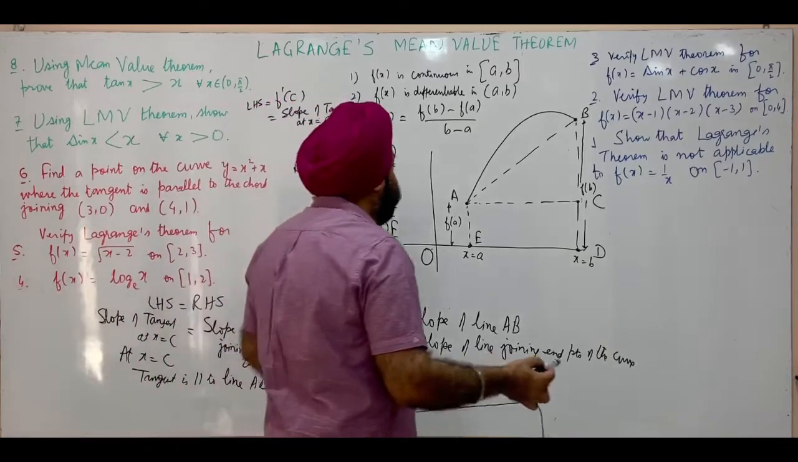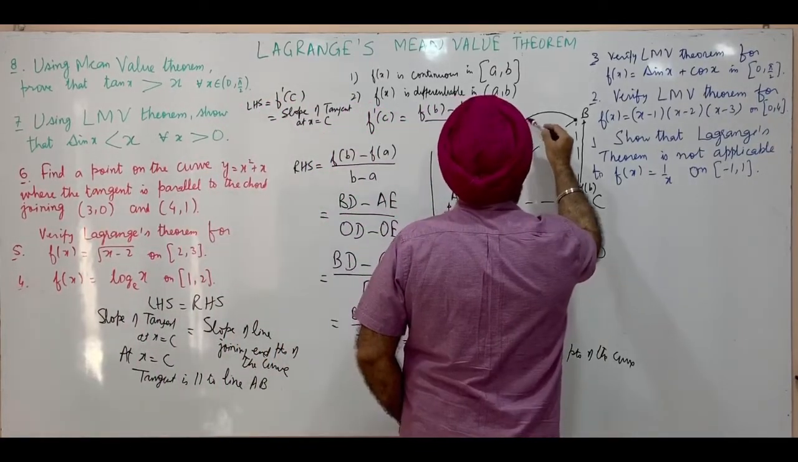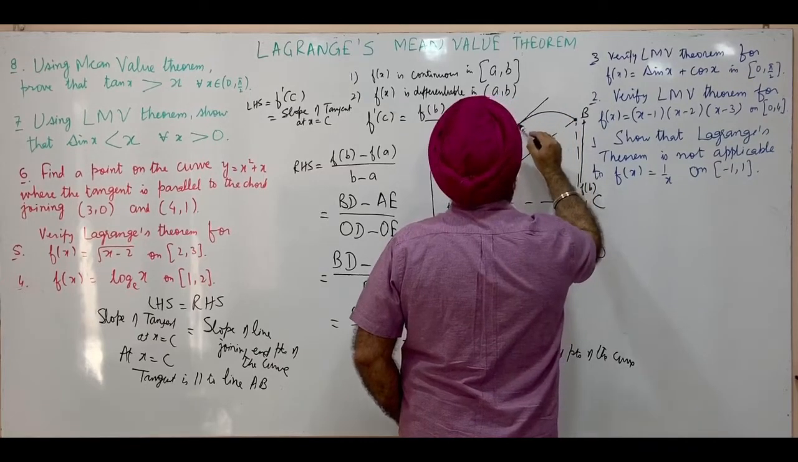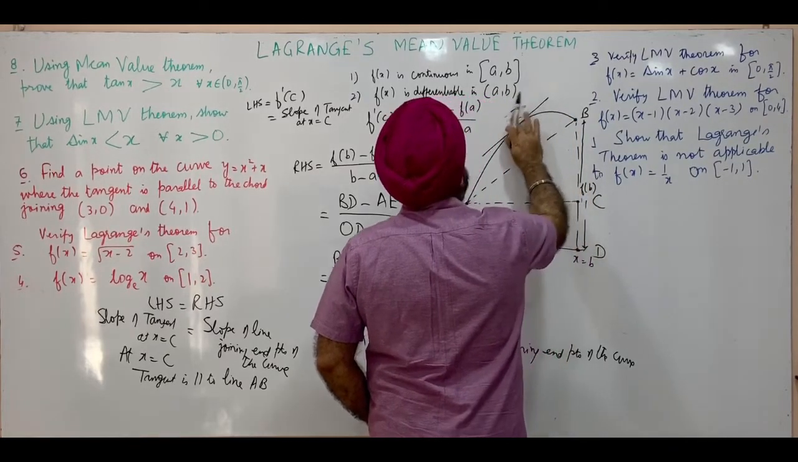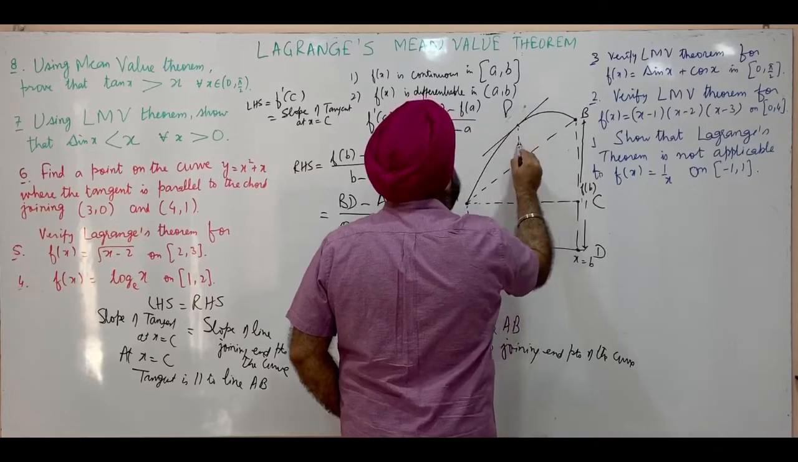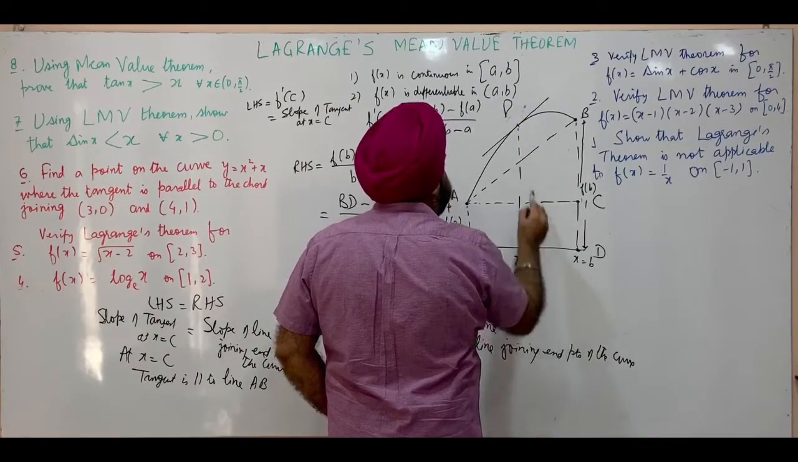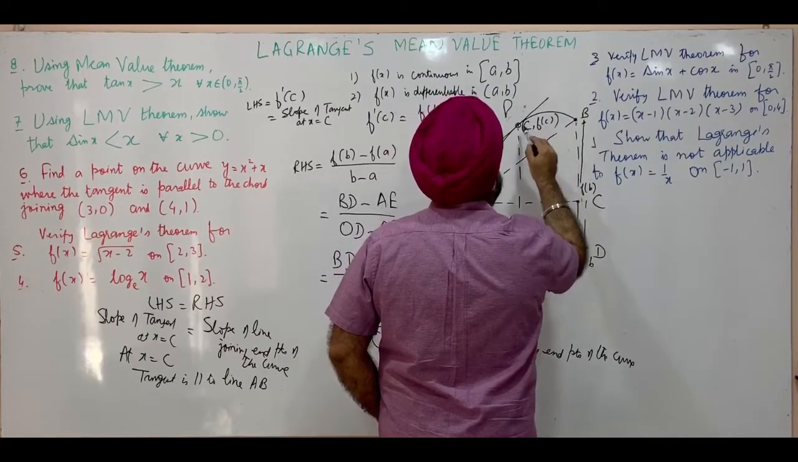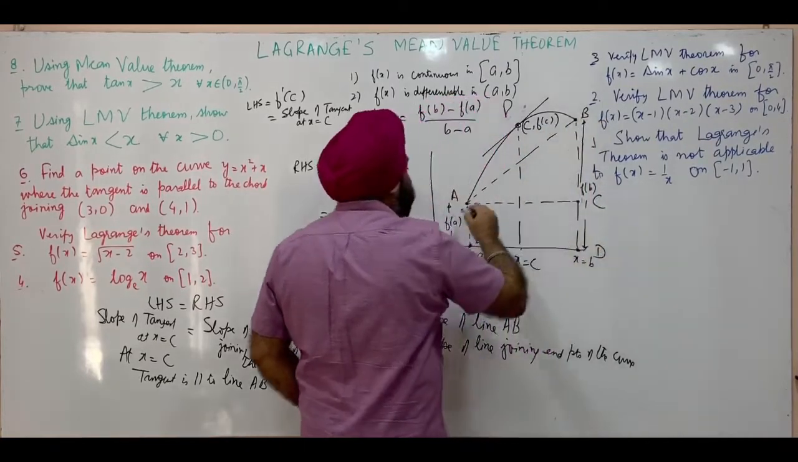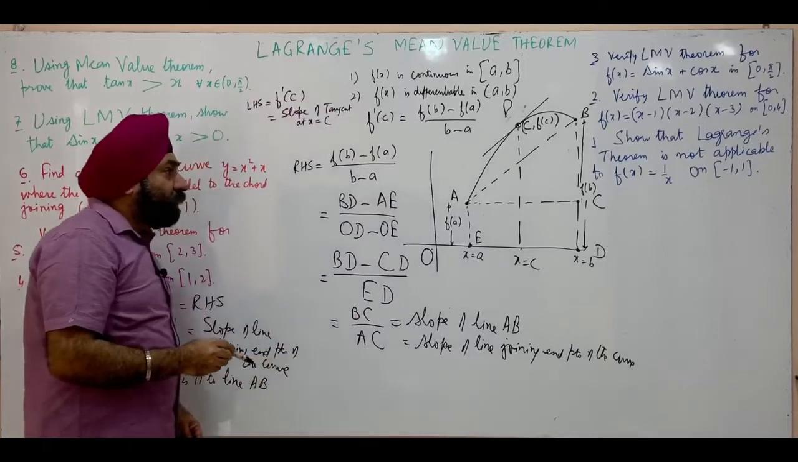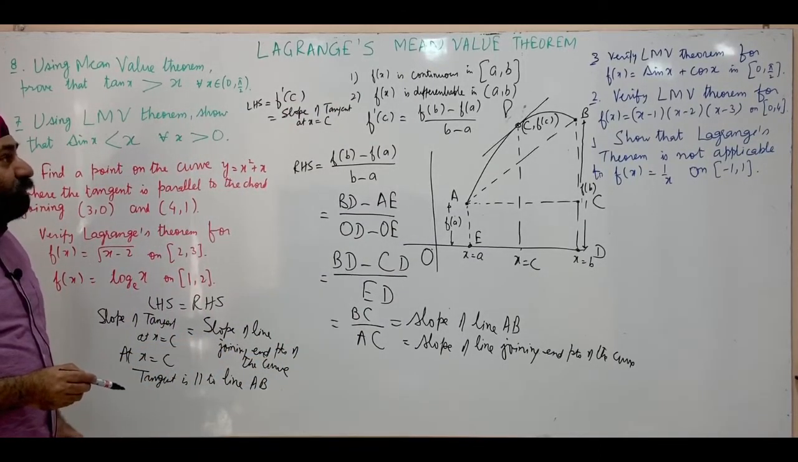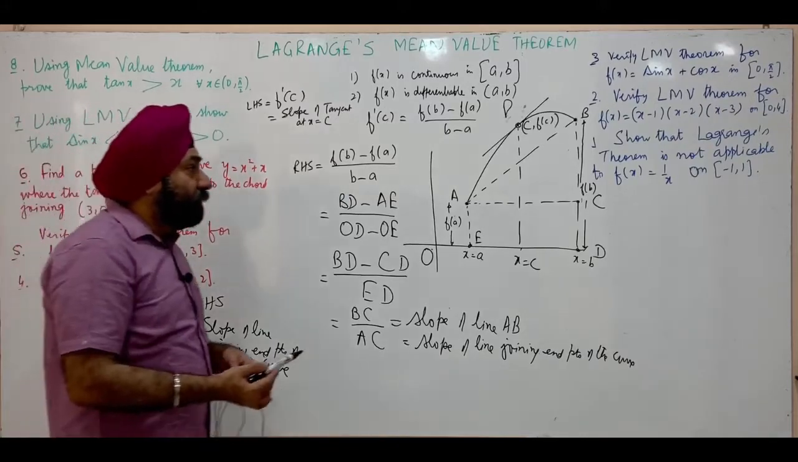Let us see where is point C. So this is point C, this is the tangent at C. So let's say this is the point, and here x is c. So this is the point C comma f of C. So here the tangent is parallel to the line joining A and B, the line joining endpoints of the curve. So with Lagrange's mean value theorem, we find out this point C.